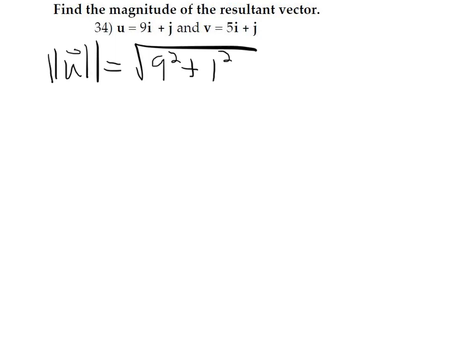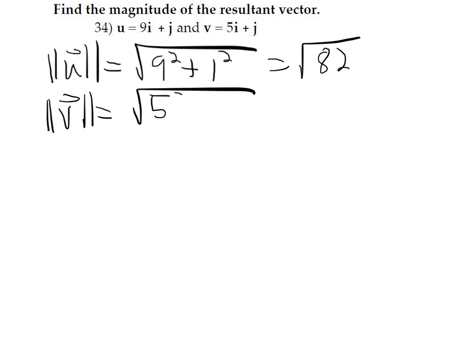That's because it's not there. How many j's are there? Well, there's the invisible 1j there. Same with v. v will have an invisible 1 for the j. It does, in fact. So the magnitude of u is the square root of 82. The magnitude of v, the square root of the sum of its squares, so that would be 5 squared plus 1 squared, 25 plus 1, square root of 26.